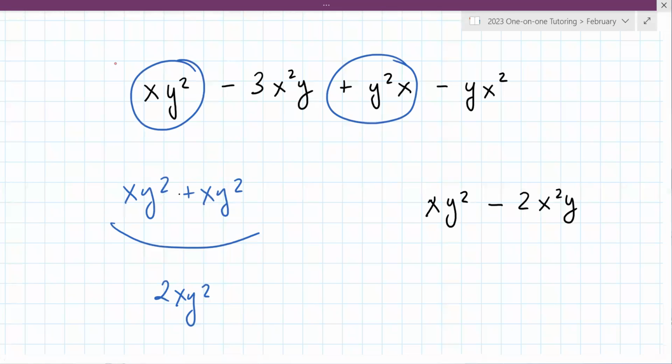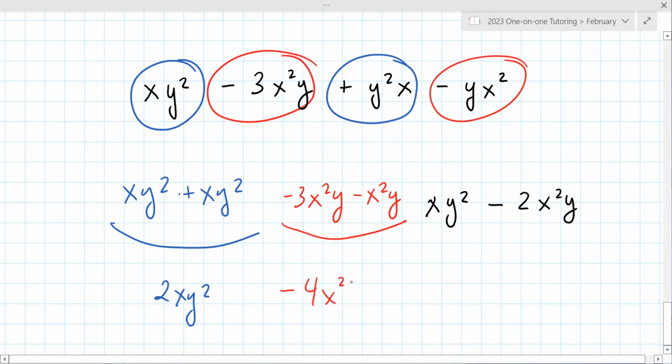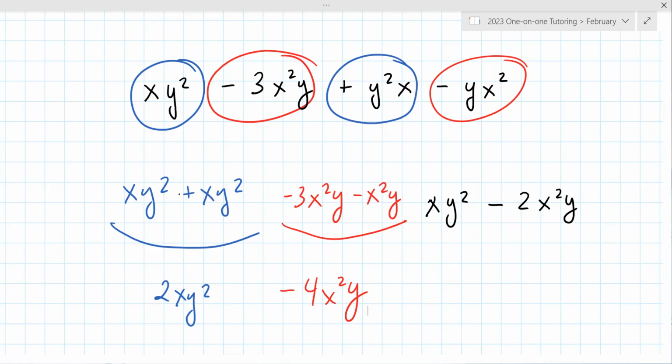And again, I'm being very difficult with these, just because I know your Saxon is very difficult. These are both negative, so this becomes minus 4x squared y. I believe you just combine the wrong ones, and it's so easy to do. And maybe that is the issue.